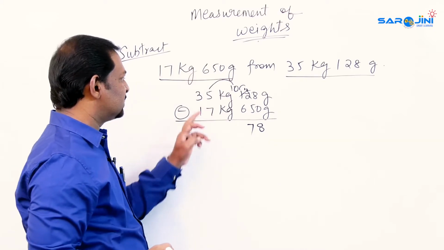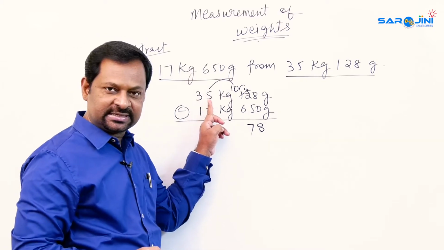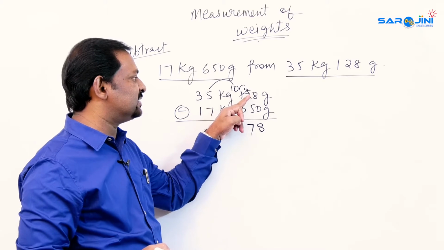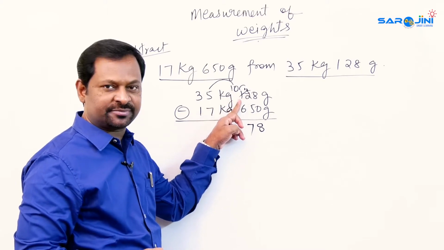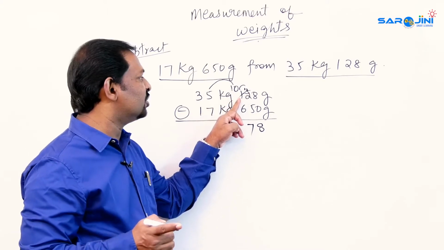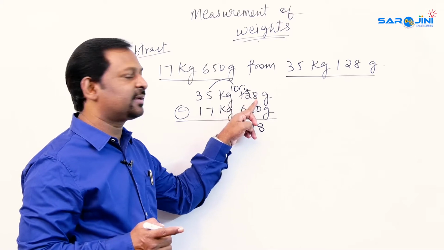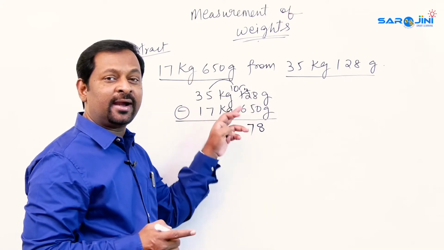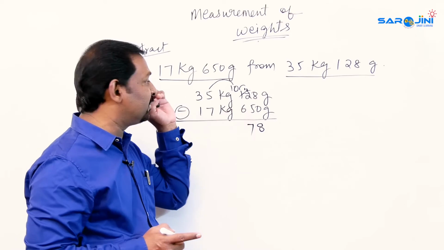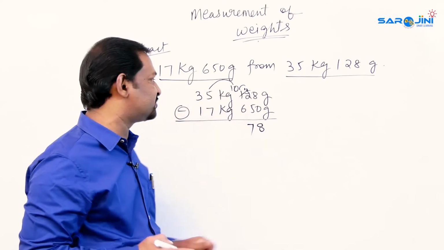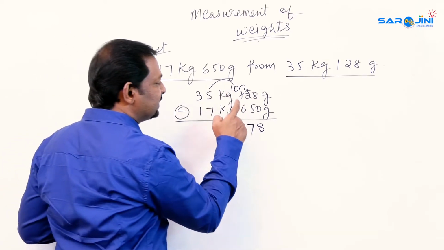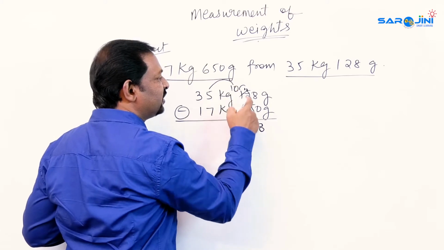Why? Because from 35 kgs, if I borrow 1 kg, that will become 1000 grams. 1 kg is called 1000 grams. So already 128 grams were there. If I add 1000 grams to it, it will become 1128 grams. So now we are subtracting 650 from 1128.